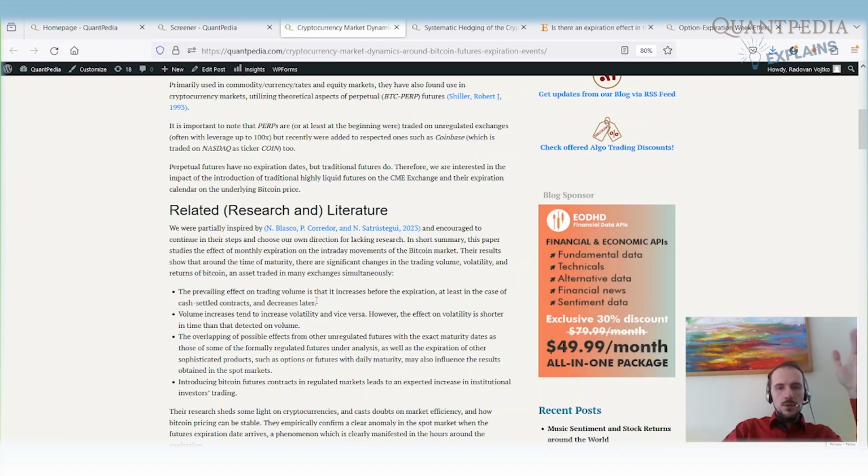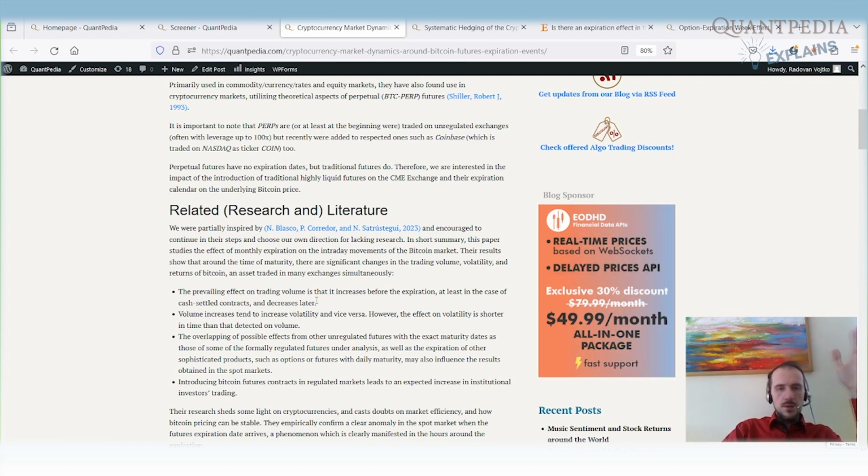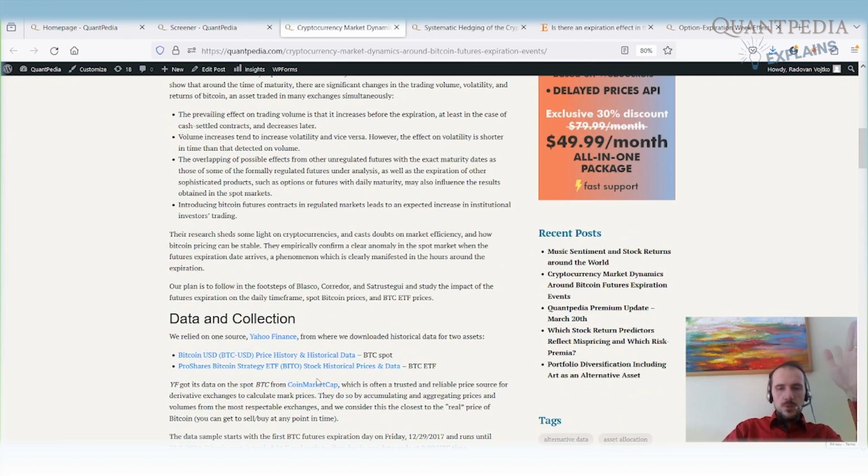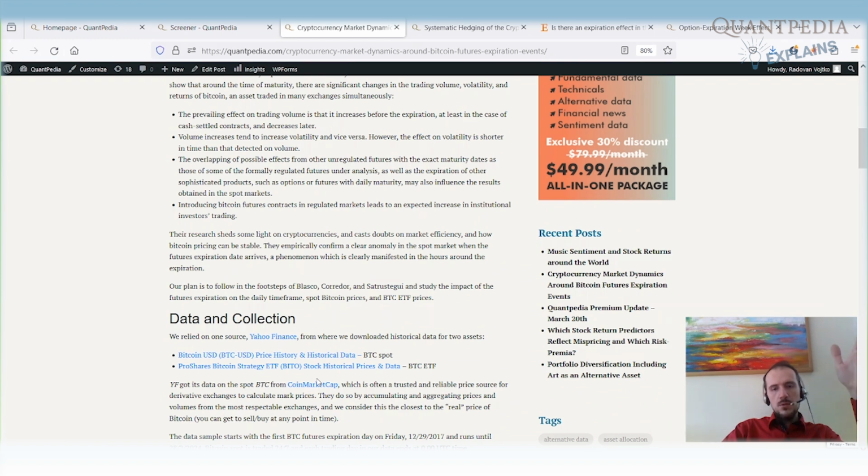The main takeaway from the paper is that there is significant drift in the prices. There is a pattern that can be visible in intraday data that's related to Bitcoin futures. Our goal at this moment is not to take a look at intraday. Our goal is to take a look on a daily basis and to see if there is a pattern, not just on an intraday basis, but also on a daily basis, so in daily bars.